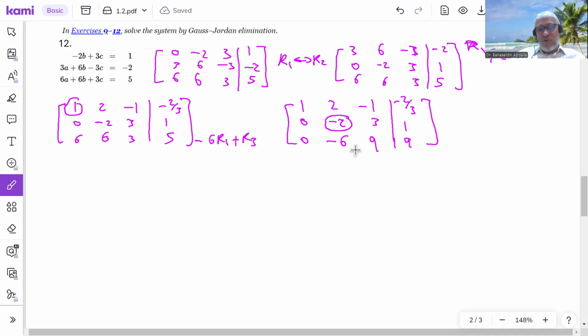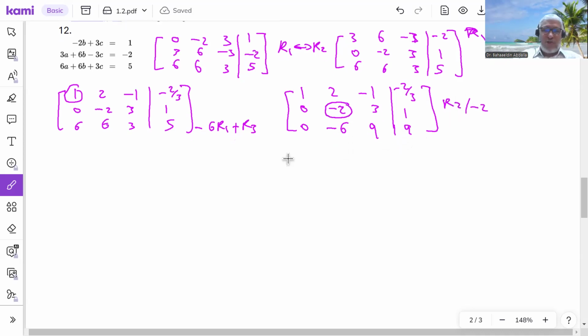If I interchange it with row 3, I'll have to divide by -6. So I'll have 1 here, but I'll have also two fractions here. So there is no need really to interchange. Just I will divide row 2 by -2. It doesn't make it easier by interchanging. So I will divide row 2 by -2.